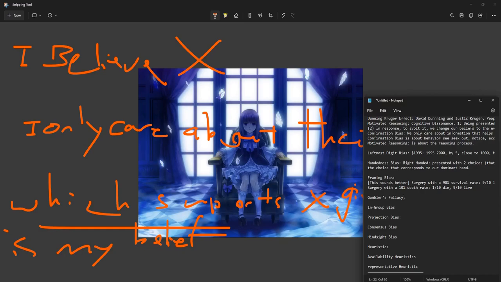Gambler's fallacy. So this is the belief that past events influence future events when there is no causal connection between them. For example, let's say I flip a coin. What is that? 1 in 2 chance of heads. Let's say that I decide to, you know what? Let's roll a die. This makes it easier to explain. Roll a die, which is a 1 out of 6.